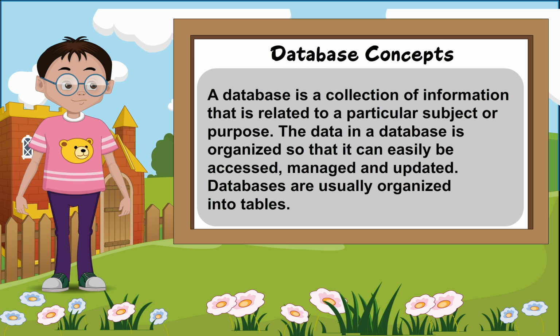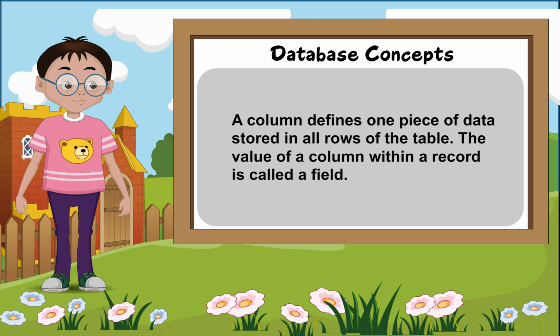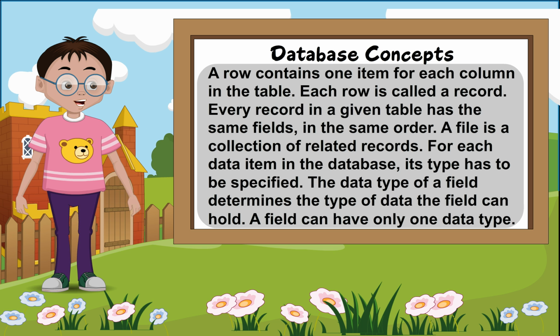Database concept. A database is a collection of information that is related to a particular subject or purpose. The data in a database is organized so that it can be easily accessed, managed, and updated. Databases are usually organized into tables. Tables are the data storage facilities in MS Access. Each table contains rows called records and columns called fields. A column defines one piece of data stored in all rows of the table. The value of a column within a record is called a field. A row contains one item for each column in the table.